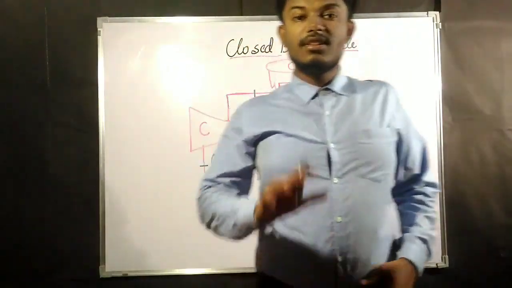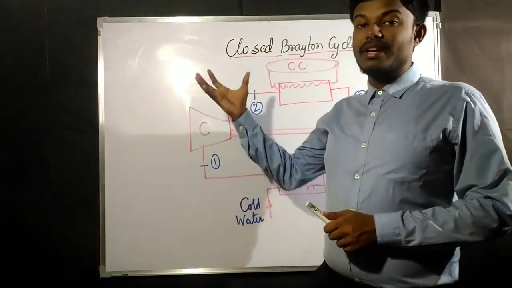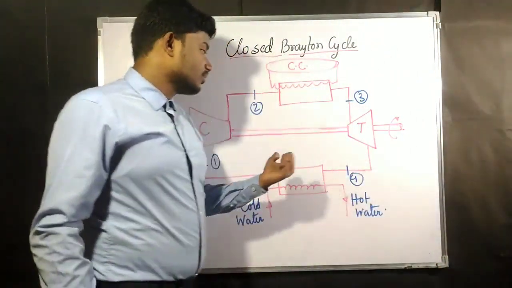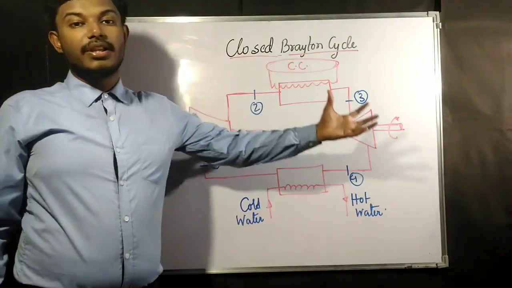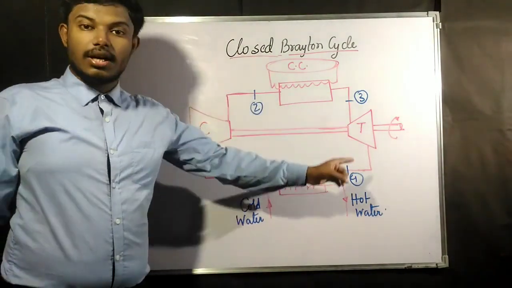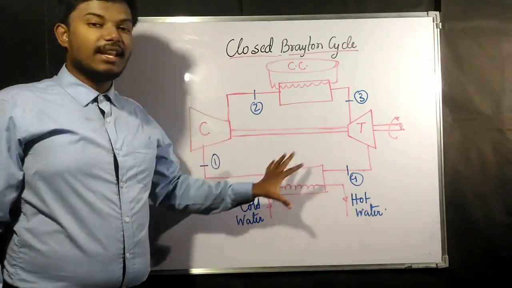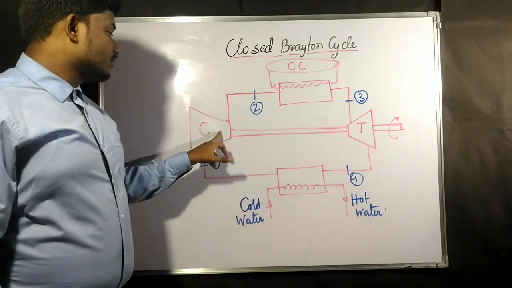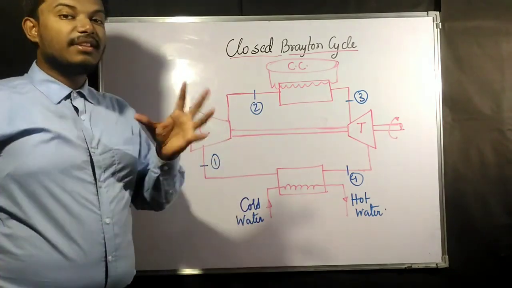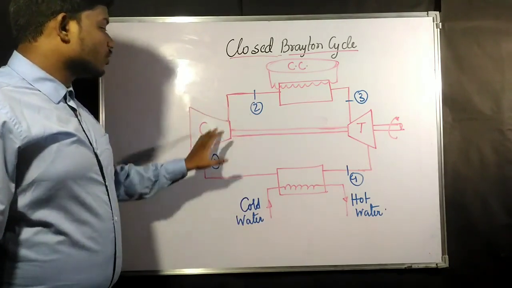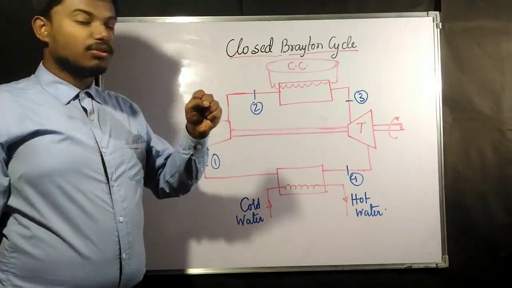Previously we had seen the open Brayton cycle, in which there is interaction with the atmosphere. Now there is no interaction with the atmosphere. Whatever medium we give will only circulate through all the parts of this cycle and continue the cycle. Suppose we are giving some air inside it. First, from 1 to 2, it is going to compress the air.